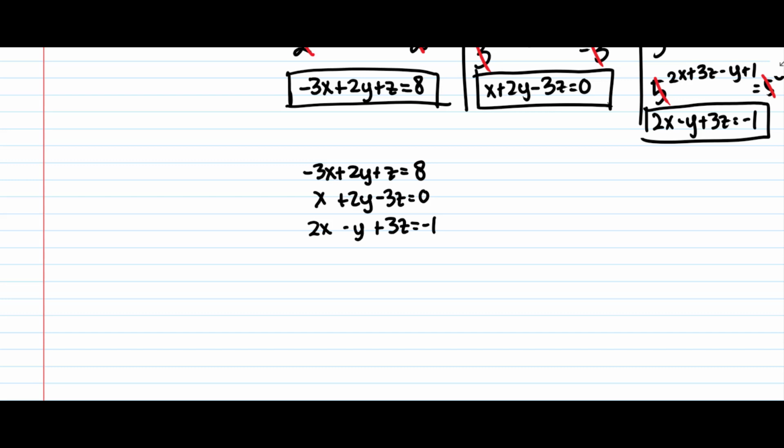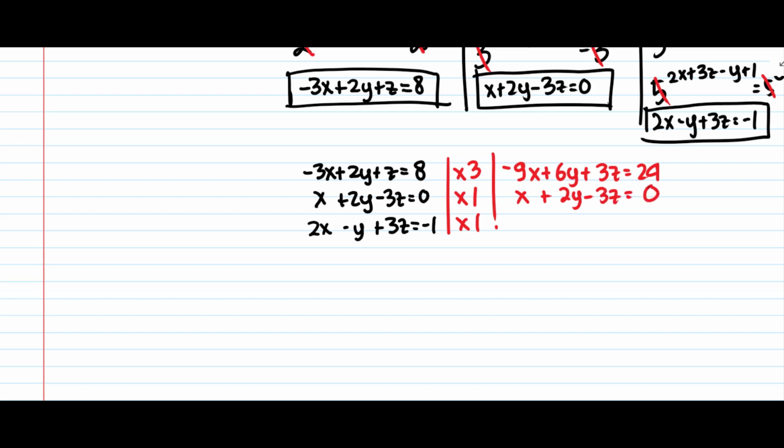Okay, let's try to eliminate the z. So this one times by 3, times by 1, times by 1, it will become negative 9x plus 6y plus 3z equals 24. For this one is x plus 2y minus 3z equals 0. For this one, 2x minus y plus 3z equals negative 1. Okay, this and this, add them together: negative 8x plus 8y equals 24. This and this, add them again: 3x plus y equals negative 1.